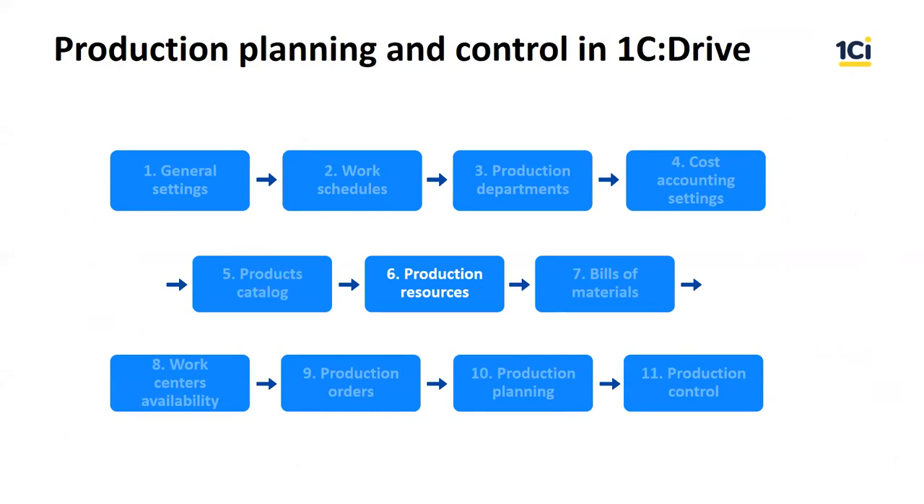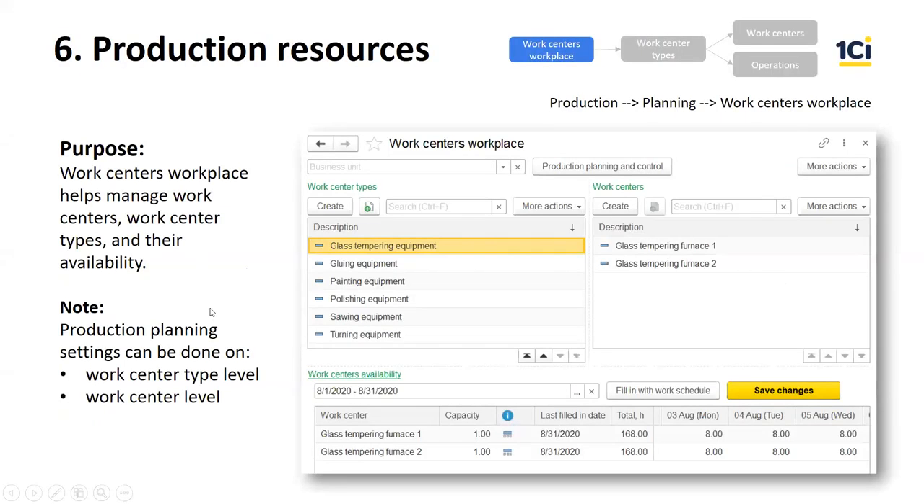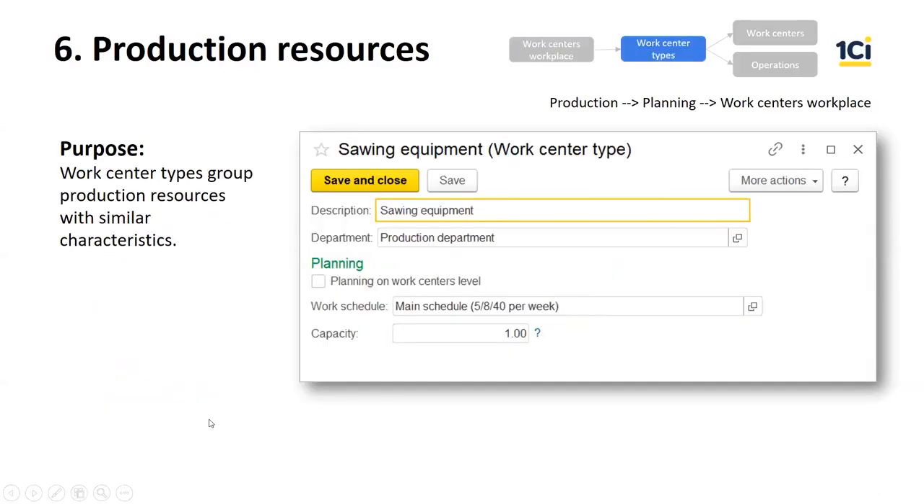Next step is production resources. And in OneStreetDrive, we offer Workcenter Workplace. Here you see Workcenter types and work centers that are placed on the upper part of the tool. In production planning, we might plan either on Workcenter type level or on Workcenter level. Workcenter types group production resources with similar characteristics.